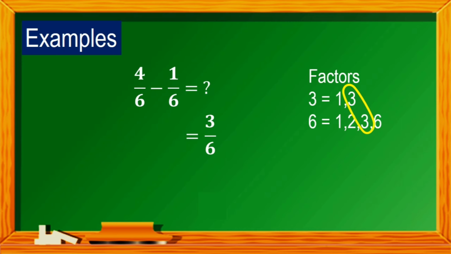Let us divide this number to both numerator and denominator. 3 divided by 3 is 1. 6 divided by 3 is 2. Therefore, our final answer is 1/2.